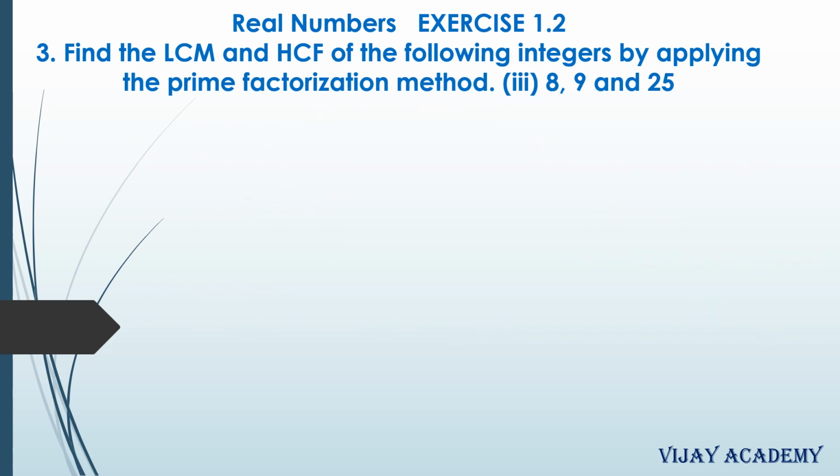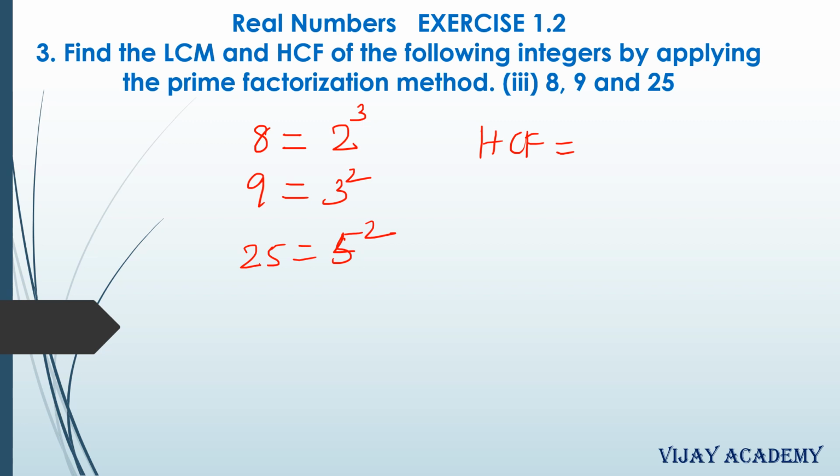Next question. So 8, 9 and 25. So the prime factorization of 8 is 2 cubed. The prime factorization of 9 is 3 square. The prime factorization of 25 is 5 square. Now HCF. There is no common factor from each of these factorizations. So HCF is 1. And LCM. So here again write all factors with their highest powers. So that is 2 cubed into 3 squared and 5 squared. So the product of these three numbers is 1800.